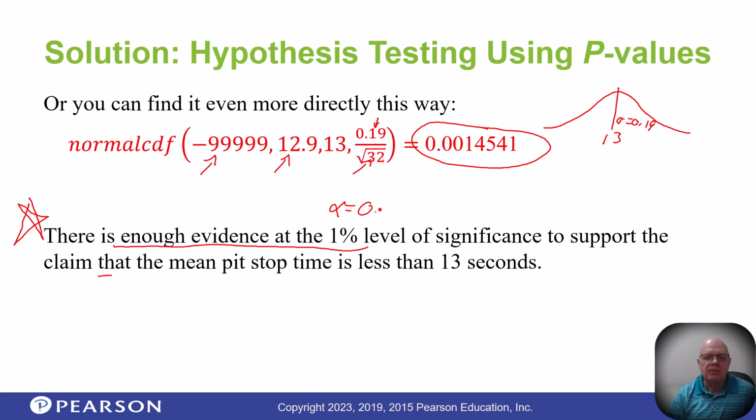That's the alpha, the level of significance. And since this value up here is less than that value, we reject the null, and that means that we have evidence to support the claim that the pit stop time is less than 13 seconds. So hooray for the pit stop crew. It looks as though they're correct. Now, are we sure? No. But our sample statistic suggests that yes, we can support that claim.